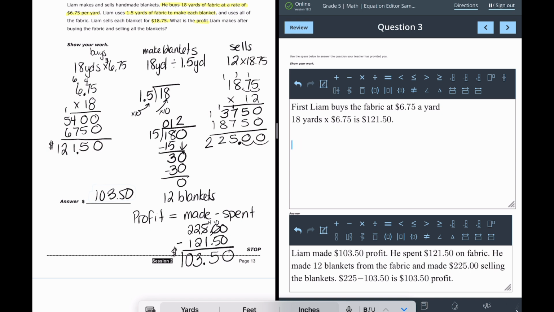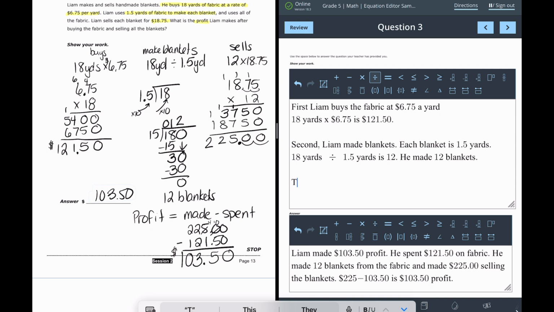Second, Liam made blankets. Each blanket is 1.5 yards. 18 yards, and I'm going to just write divided by 1.5 yards is 12. He made 12 blankets. Done. That's it. That's all I'm writing.